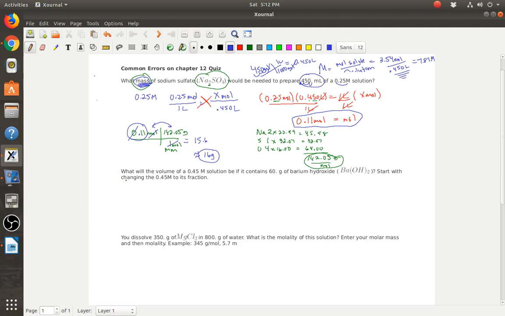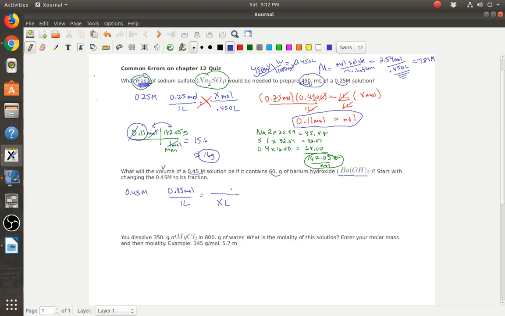Next question that I was going to work out is what will the volume of a 0.45 molar solution be, if it contains 60 grams of barium hydroxide? Okay, so we take the 0.45 molar and we turn it into the fraction, 0.45 moles in 1 liter. Okay, now I'm going to set up a proportion or an equivalent fraction. All right, I'm asking this time what the volume will be, X liters.